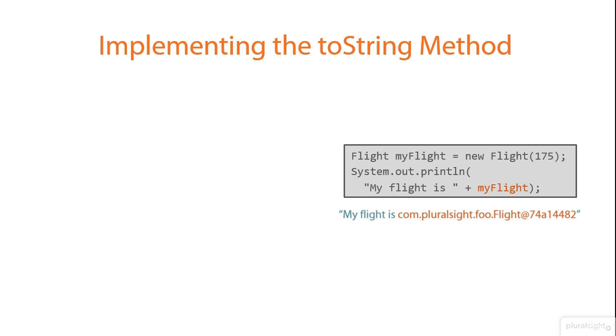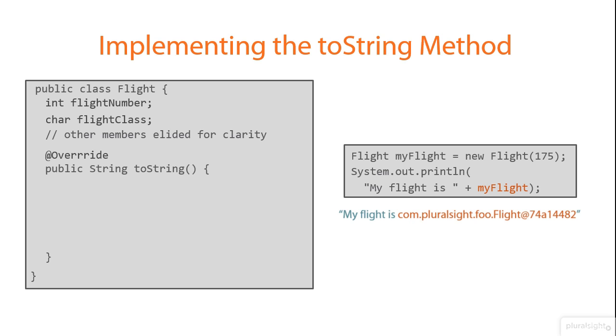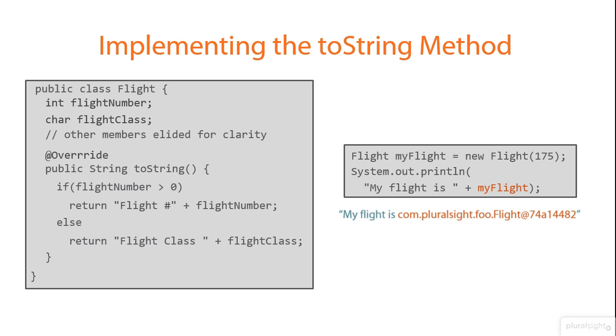Right, so we can improve that. If we look at our Flight class, remember that our Flight class had two ways of identifying flights. A flight could be created to have a flight number, or a flight could be created to have a flight class. So what we want to do now is have our toString method represent a given flight instance in a meaningful way. So we'll go ahead and override toString. What we'll do here is check: if it's a flight that has a flight number, we're going to return the string "Flight #" and then add on the flight number. If it's a flight that has a flight class instead, we're just going to say "Flight class" and whatever that class character is.